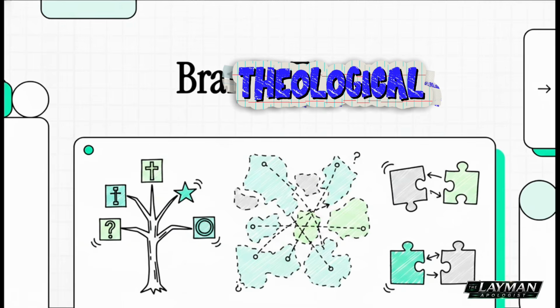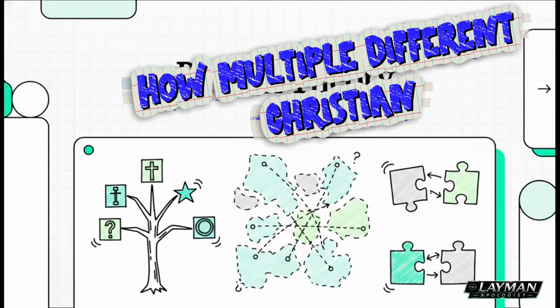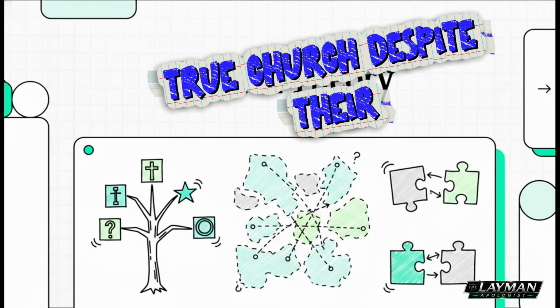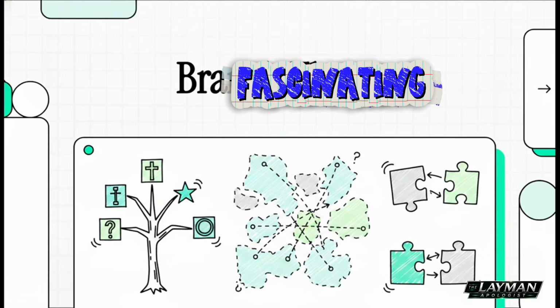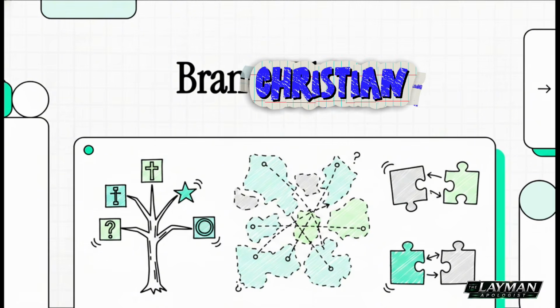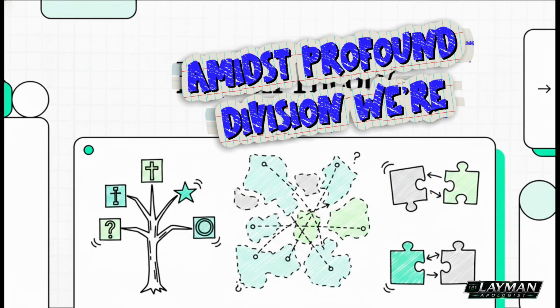Welcome to this theological explainer video on branch theory. Have you ever wondered how multiple different Christian denominations can all simultaneously claim to be part of the one true church despite their differences? Well, today we're diving into an absolutely fascinating theological map, and I'm going to attempt to explain how historic Christian institutions map their foundational identities amidst profound division.